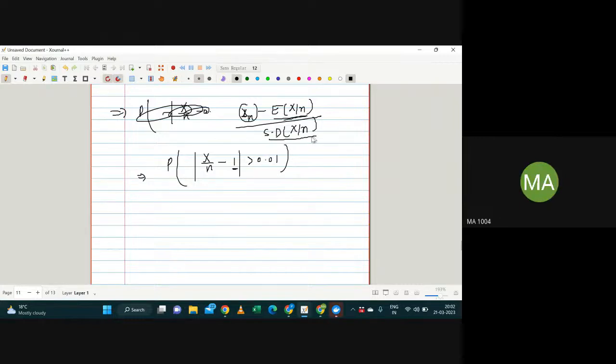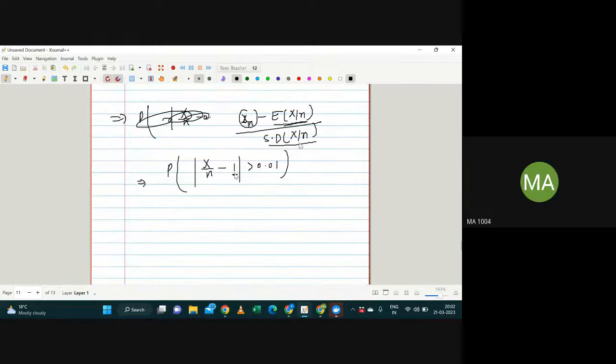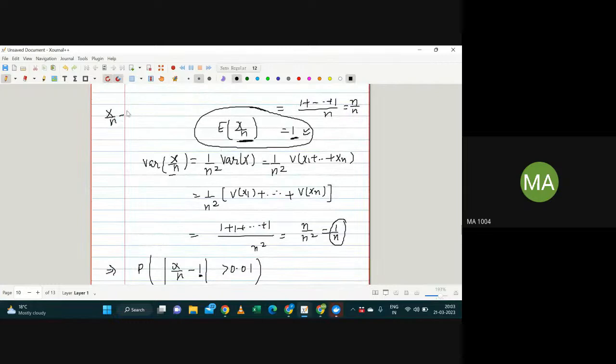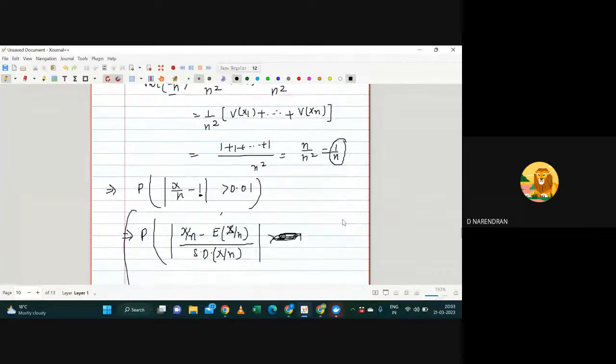For making the standard normal variate, see, x by n minus 1 is given to me, and the expected value of x by n is 1. So we do not subtract the expected value in the regular manner, because it is already given. We just have to divide by the standard deviation of x by n. Okay, now we got it.